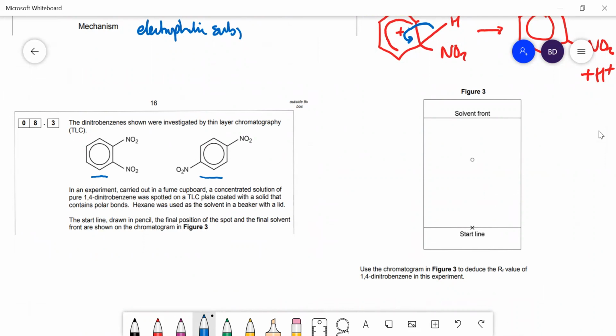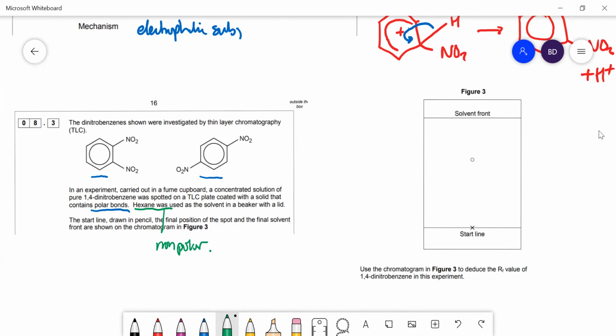Okay, and they're going to carry out thin layer chromatography. The TLC plate has been coated with a polar compound, and hexane is used as the solvent. So the hexane is obviously non-polar, it's a non-polar solvent. Draw in pencil the start line, the final position line and the position of the spot.